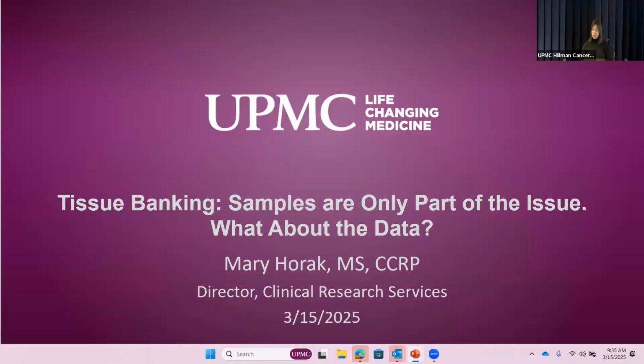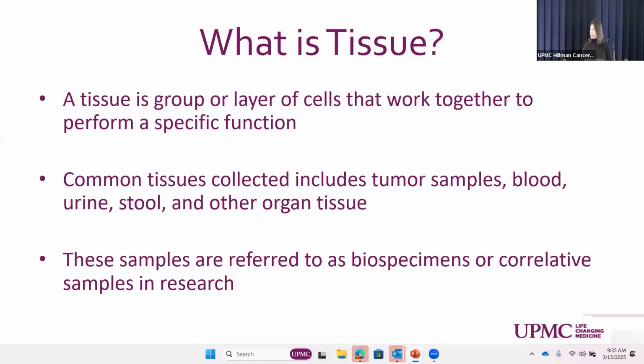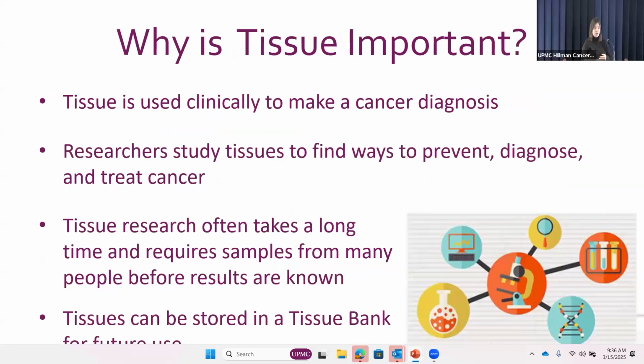Samples are only part of the issue, but what about the data? So to set the stage, what is tissue? So we're all on the same page. A tissue is a group or layer of cells that work together to perform a specific function. When you think of tissues, you probably think of tumor, which is absolutely correct, but tissues also include things such as blood, urine, stool, and other organ tissue. And in our research side of things, we refer to these tissues typically as biospecimens or correlative samples when we're conducting our research. So why is this important?